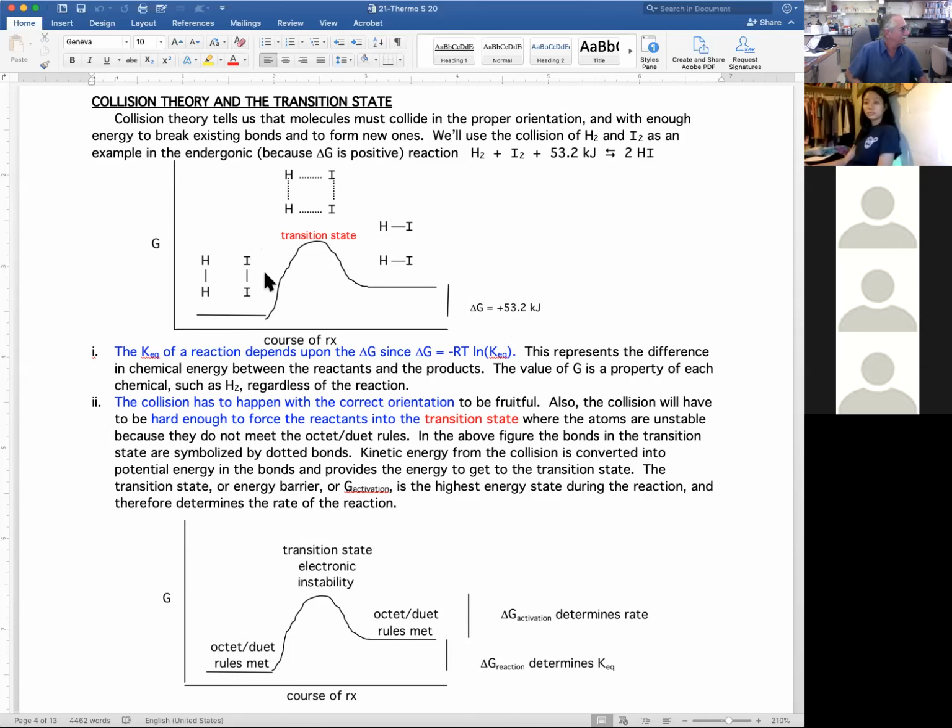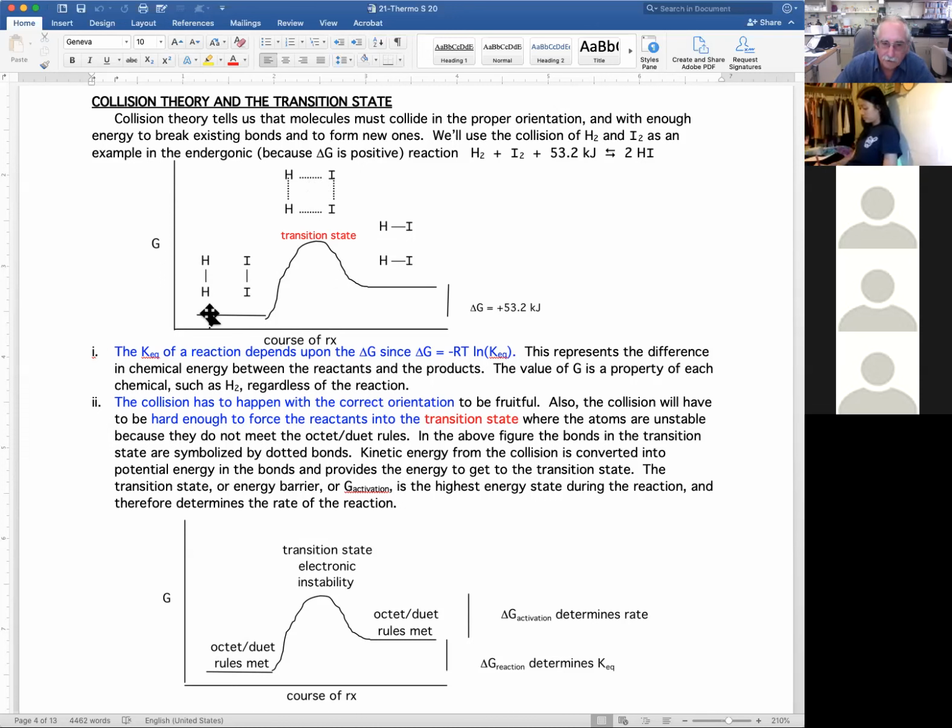So these two molecules have to collide in exactly the correct orientation, and they have to collide hard enough to get into what's called the transition state. In the transition state, the bonds that are to be broken, which are these right here, are halfway broken. The bonds to be formed, which are these two right there, are halfway formed. So why is this at the highest energy right here? Because you're not meeting the octet and the duet rule. You don't have electronic stability.